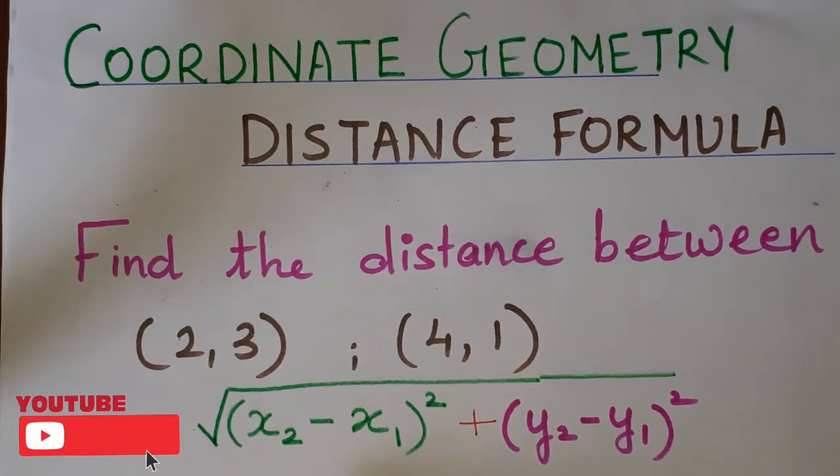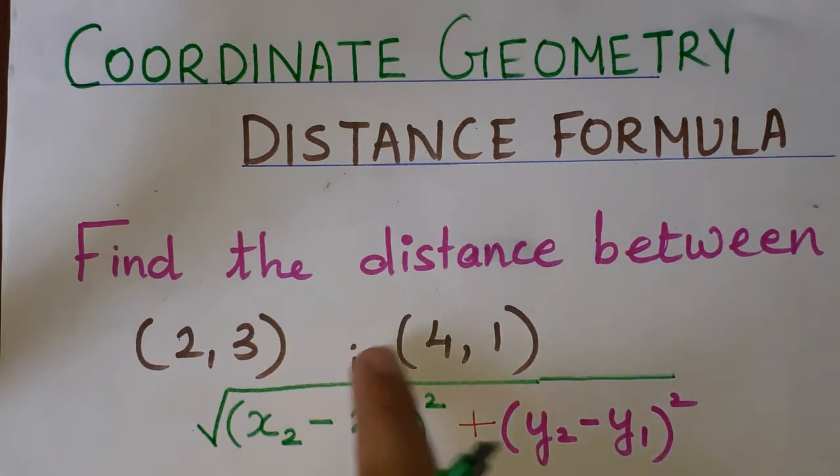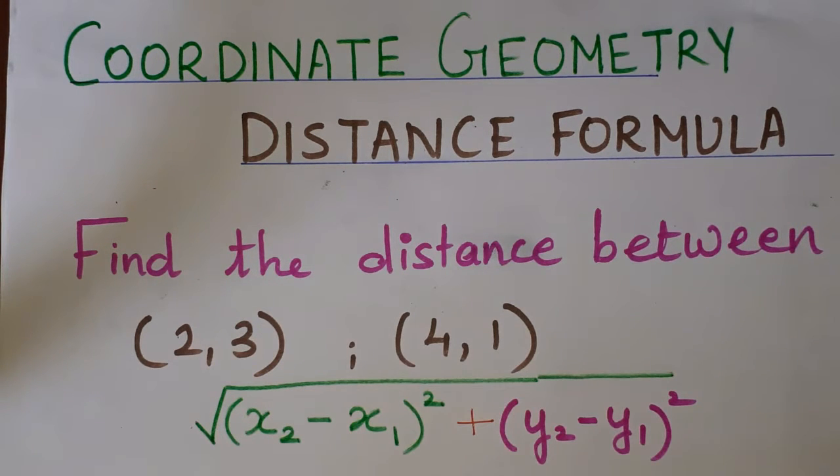Now what are these x2s and y2s and x1s and y1s? These are nothing but the terms of the formula in which we are going to enter the points. Now which point will be x2, which will be x1, which will be y2 and which will be y1, that we are going to see now.